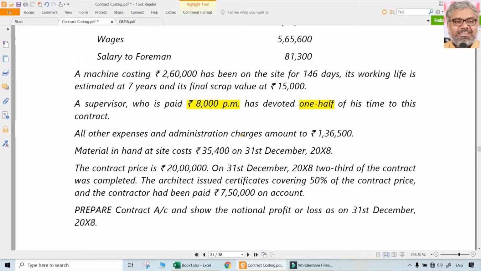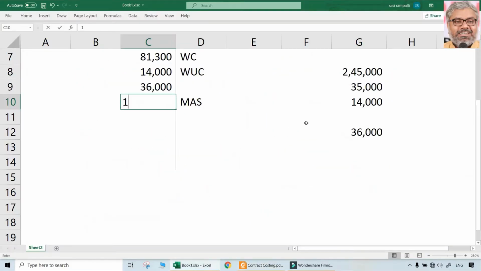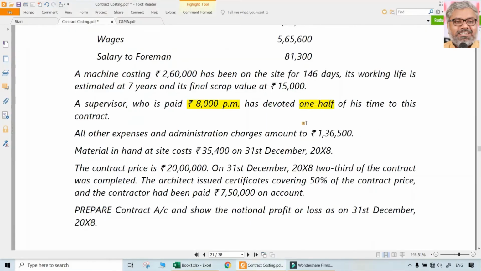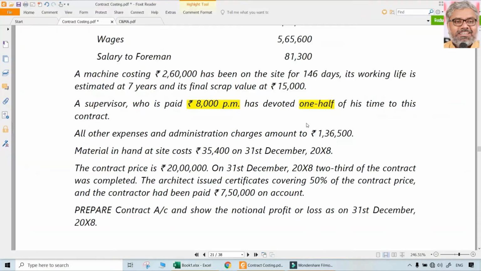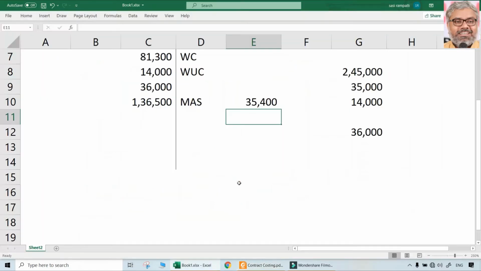All other expenses and administration charges amounted to 1,36,500. Take that also. Material in hand at site cost 35,400. Material at site 35,400 at the end of the period, so that is closing stock type, on the credit side, that is 31st December. Contract price was 20 lakhs rupees, and on 31st December, 2/3 of the contract was completed.